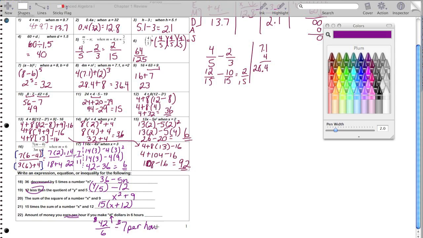So the way we found that was to take our total made, which they say here is $D, and divide it by 6, because 6 represents how many hours we worked. And that will then equal the amount of money we earn per hour. Not total, but per hour. So read this one carefully.